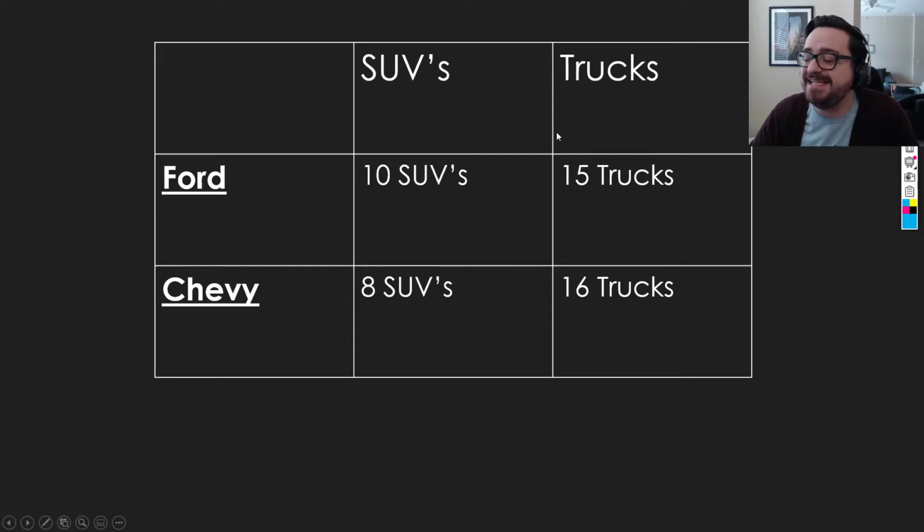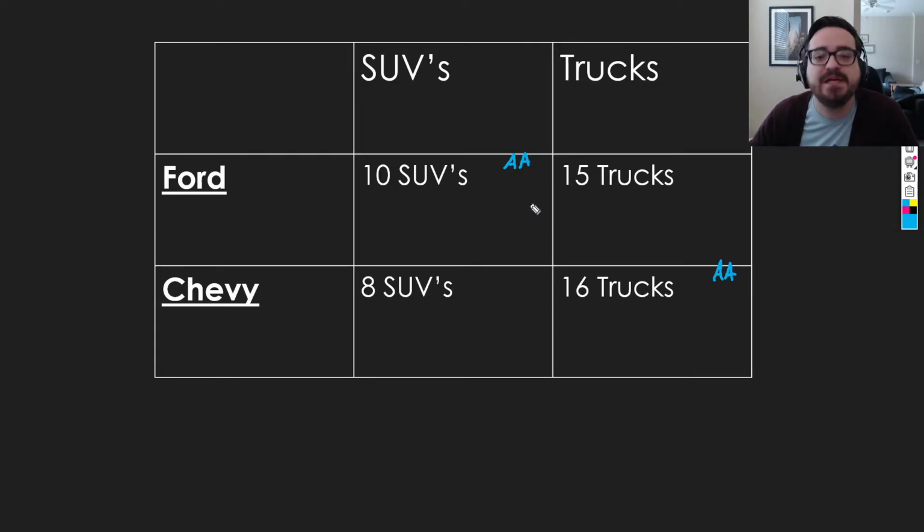Absolute advantage is easy. It is who can make the most. Who can make more SUVs, Ford or Chevy? 10 is bigger than 8? Cool. I can do that math. So Ford has the absolute advantage in SUVs, and Chevy has the absolute advantage in trucks.